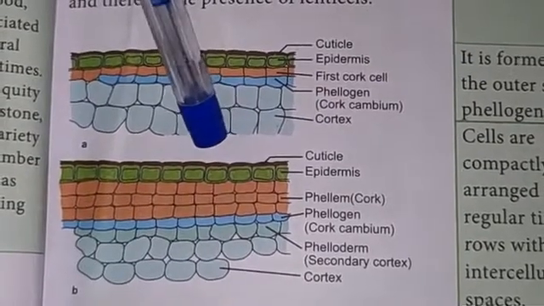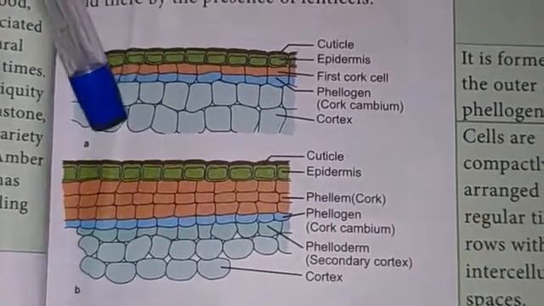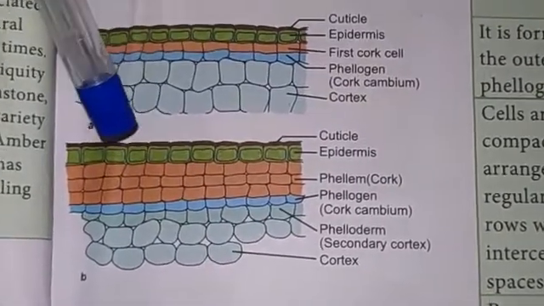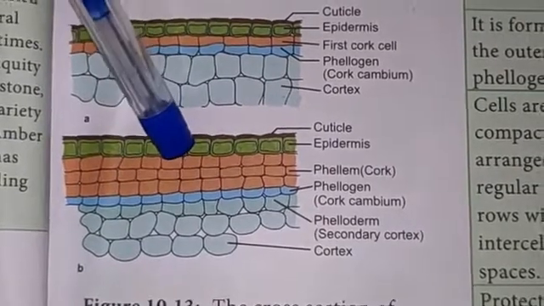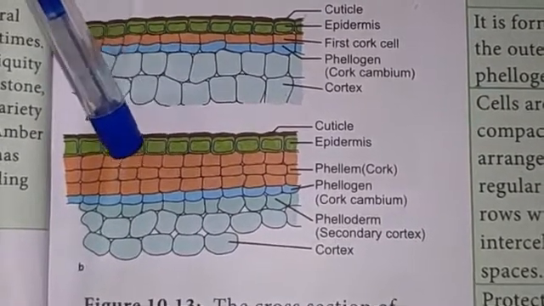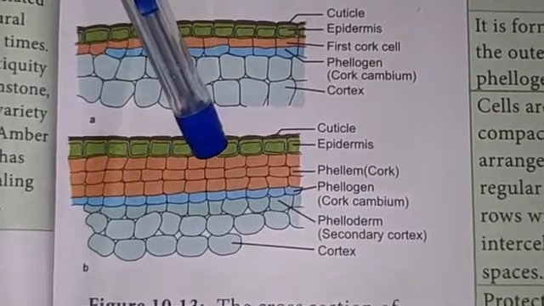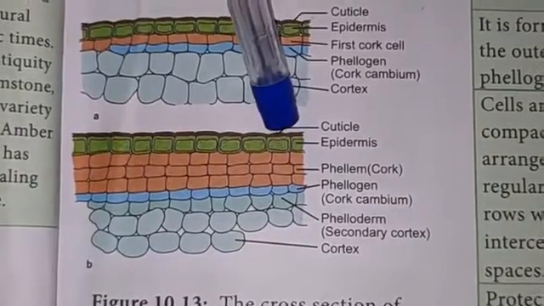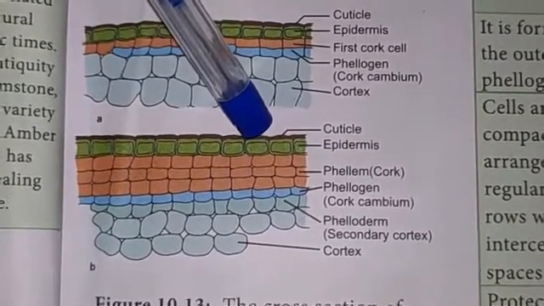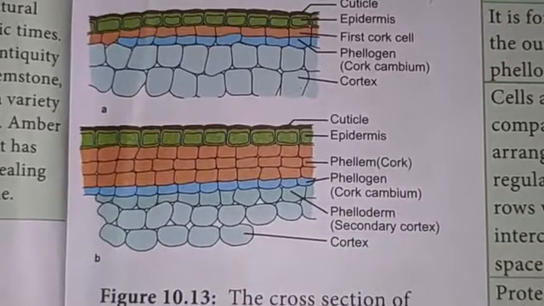It replaces the epidermis in older stems and roots of many seed plants, that is, flowering plants. It is characterized by regularly arranged tiers and rows of cells. The phellem is broken here and there by the presence of lenticels. Lenticels are small openings which are present in the cork.